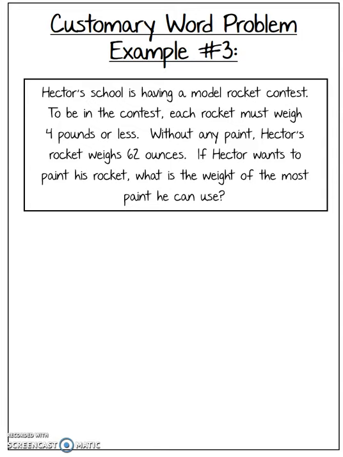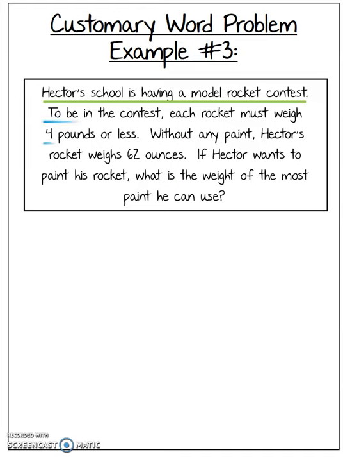So I'm picturing a boy standing in front of maybe a flyer that is displaying a model rocket contest coming up, and he's trying to decide if he will be able to paint the rocket that he has and still be able to enter it. So let's go line by line and look for math information more closely. The first sentence reads, Hector's school is having a model rocket contest. Well, that's great and all, but I can move on because there's no math information there.